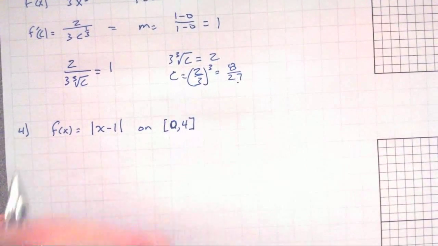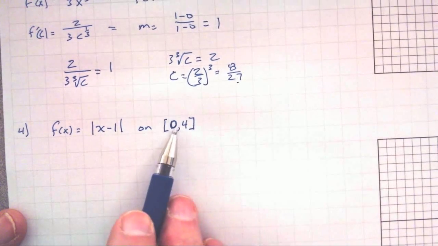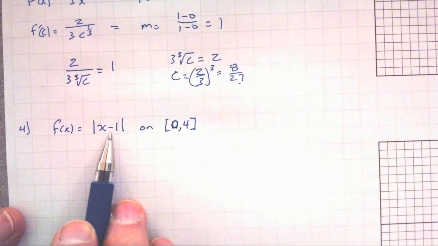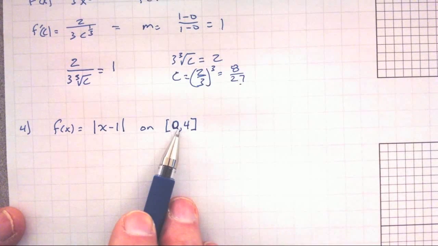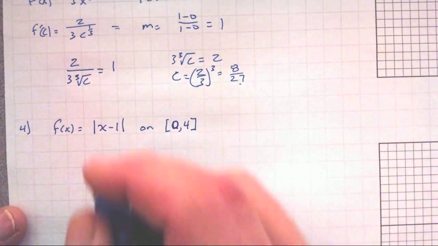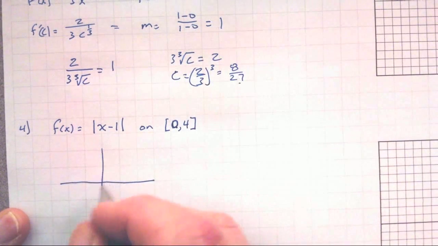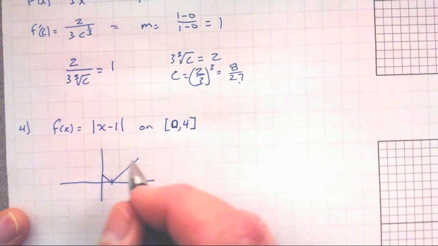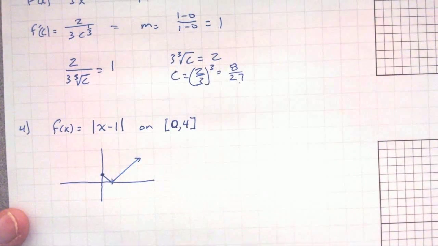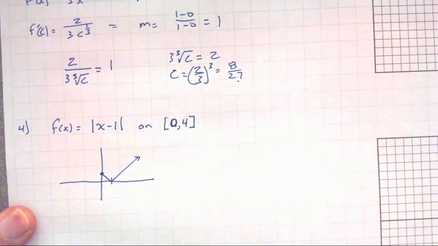Okay, now how about this guy? Is this continuous from 0 to 4? Yeah, absolute value functions, I never have to lift my pencil. However, is it differentiable at all the points from 0 to 4? We should note that the graph of this guy, shifted to the right one, wants to look like this from 0 to 4. And it is not differentiable because we have a corner point at 1.